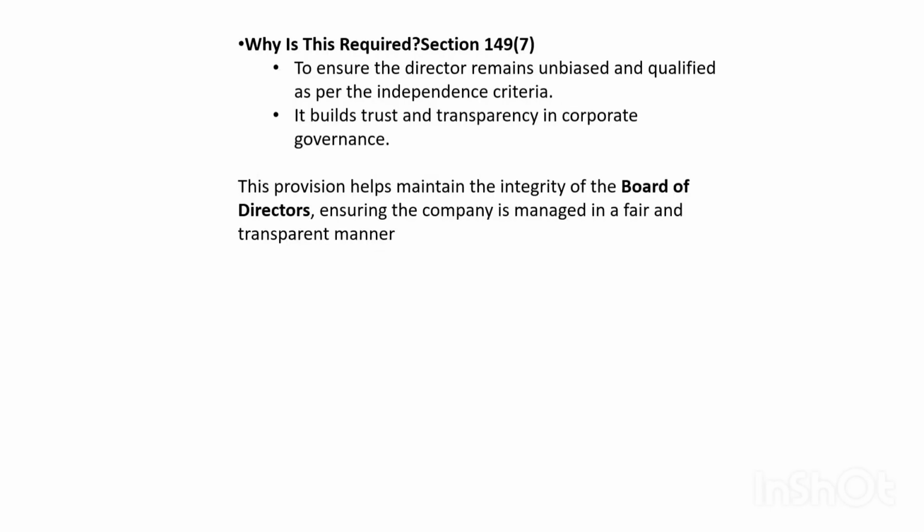Why is section 149(7) required? It ensures the directors remain unbiased and qualified as per the independence criteria. It builds trust and transparency in corporate governance. This provision helps maintain the integrity of the board of directors, ensuring the company is managed in a fair and transparent manner.